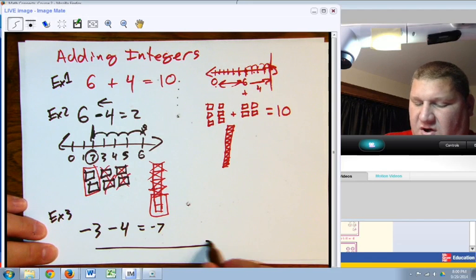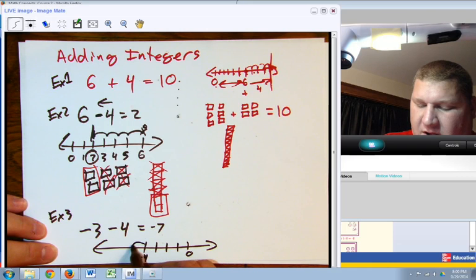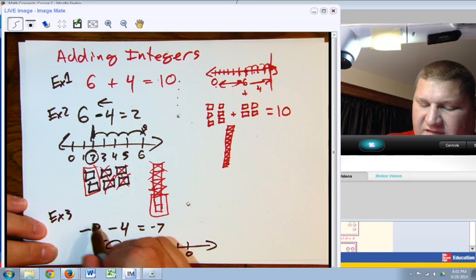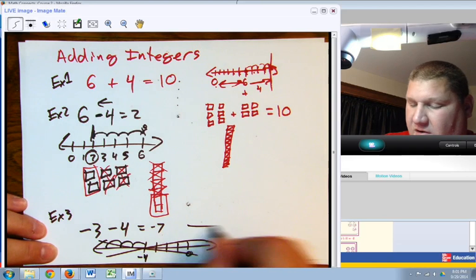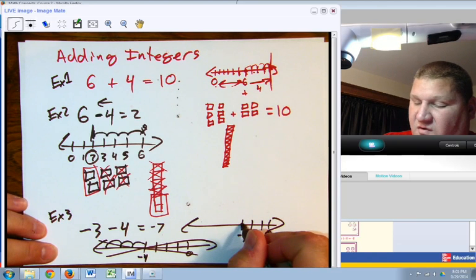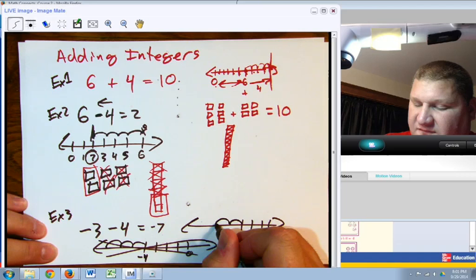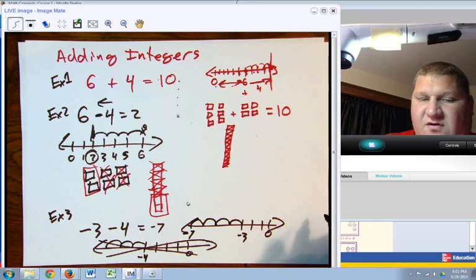But if I'm on a number line, here's 0, 1, 2, 3. Well, in this case I did negative 4 minus 3. Let's redo that. 0, back negative 3, and I take away 4 more: negative 4, negative 5, negative 6, negative 7, and I end up at negative 7 on my number line.